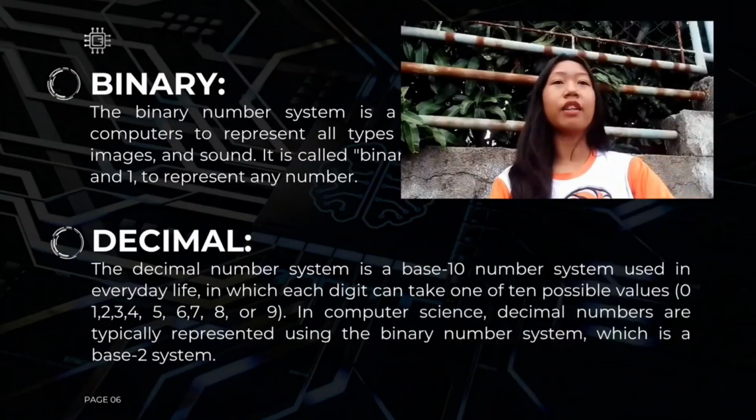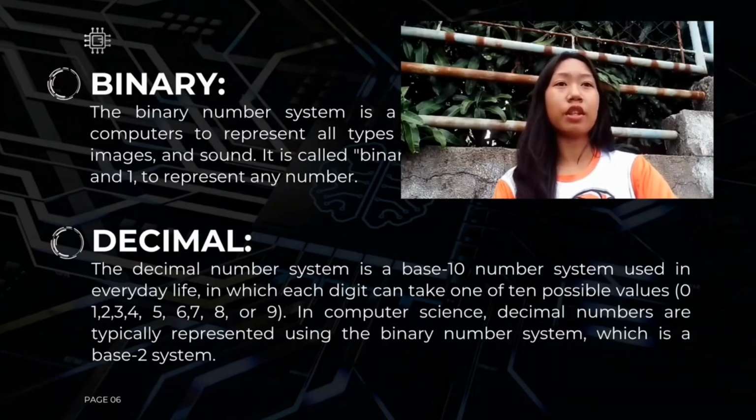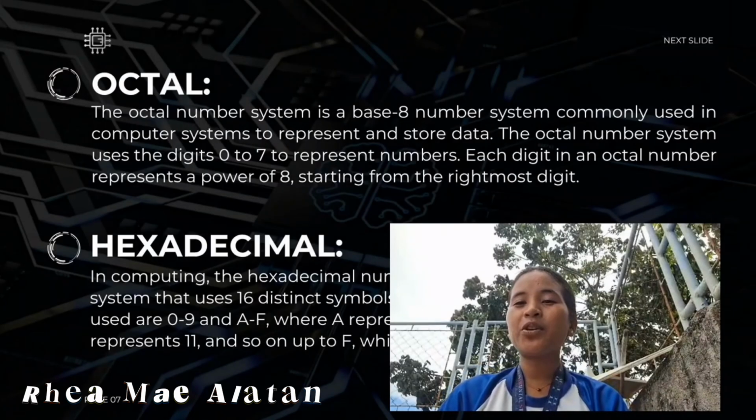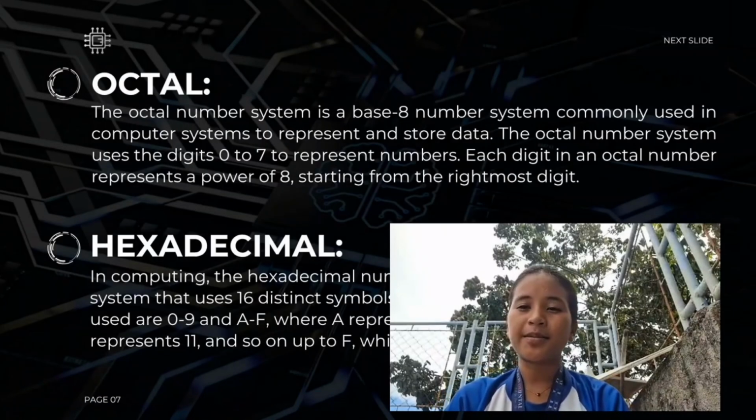The decimal number system is a base of 10 number system used in everyday life in which each digit can take one of 10 possible values. In computer science, decimal numbers are typically represented using the binary number system, which is a base of two system. The decimal number system has 10 digits from 0 to 9, which we use in our daily life for counting and in math.